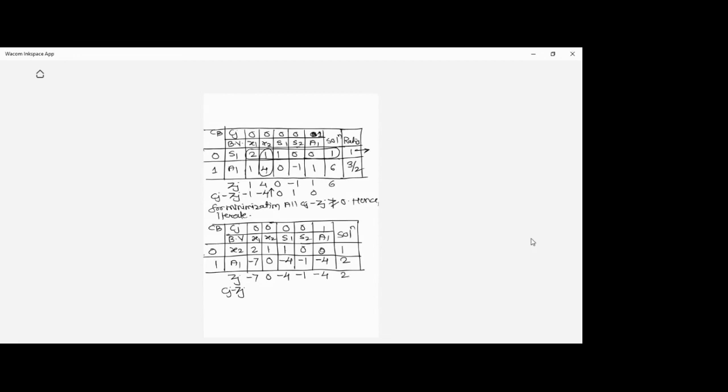So Cj minus Zj: 0 minus -7 is 7, 0 plus 0 is 0, 0 minus -4 is 4, 0 minus -1 is 1, 1 minus -4 is 5, right? So here all Cj minus Zj values are greater than or equal to 0, so hence we can stop here.